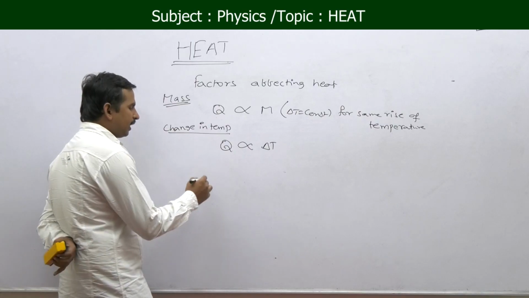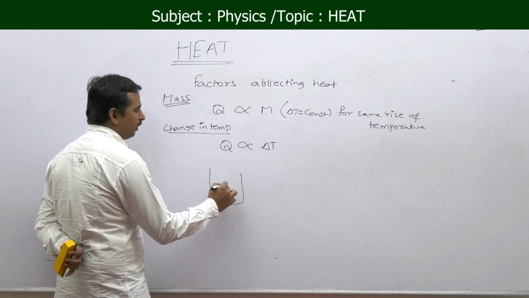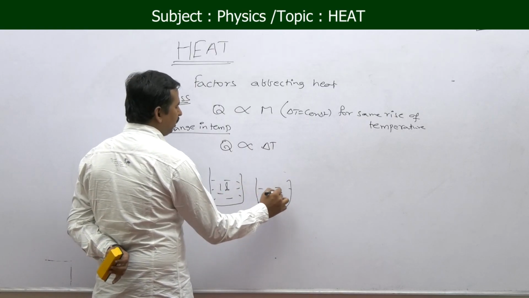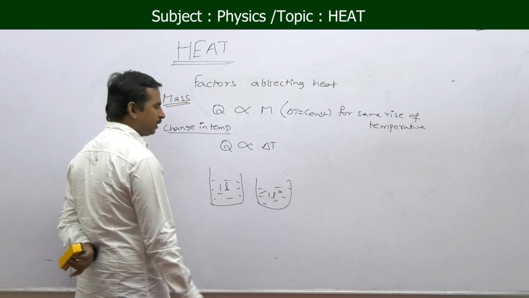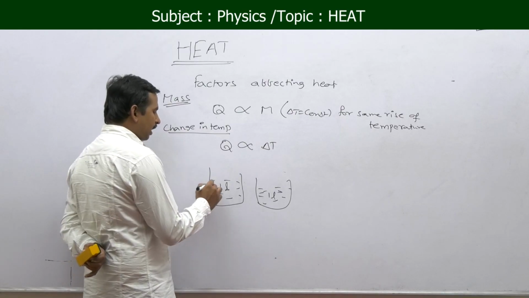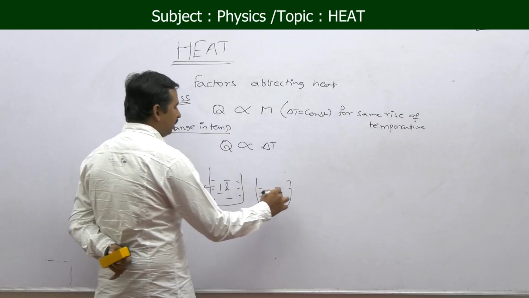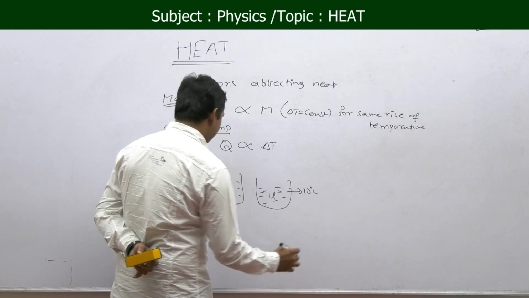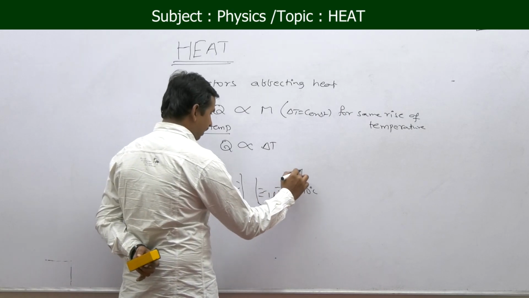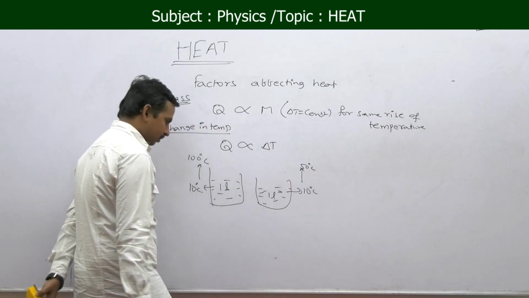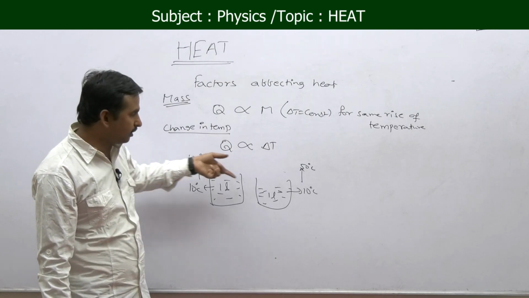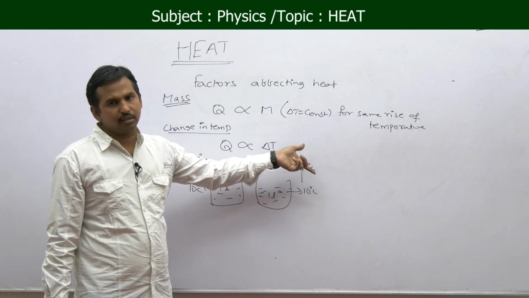Then again, taking the same example of 1 liter of water in one beaker, and another one also we are taking 1 liter of water again. In both cases, the same number of molecules. Now, as this is at 10 degrees Celsius initially and this also at 10 degrees Celsius, I am raising this one to 100 degrees Celsius, whereas I am raising this one only to 50 degrees Celsius. So here the difference in temperature, 10 to 100, is 90 degrees Celsius, here 10 to 50, 40 degrees Celsius is the difference.